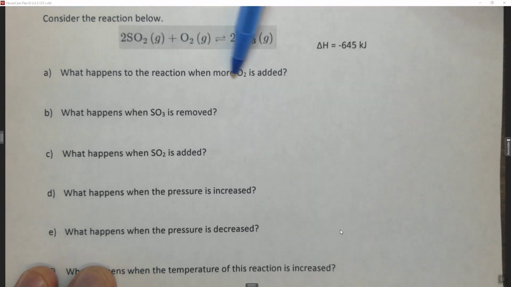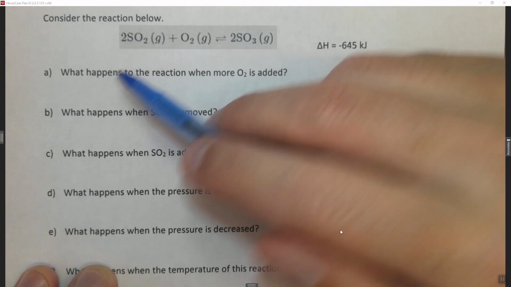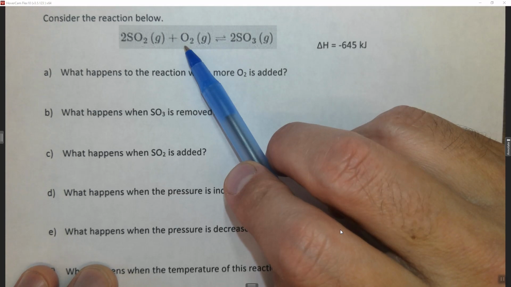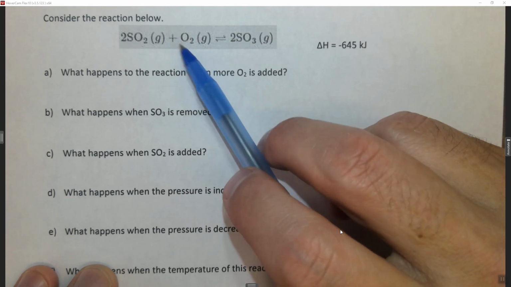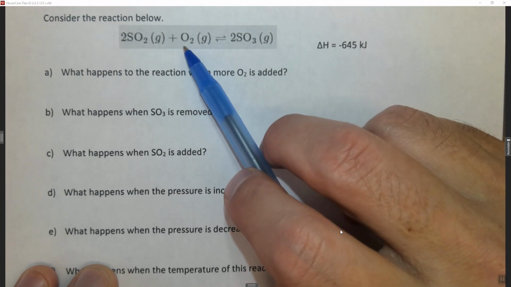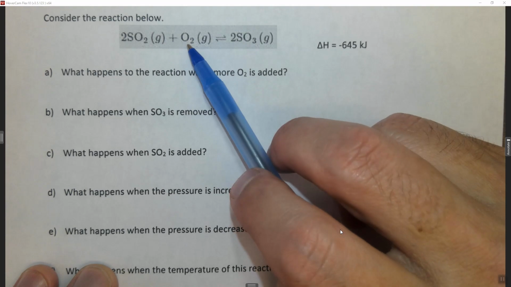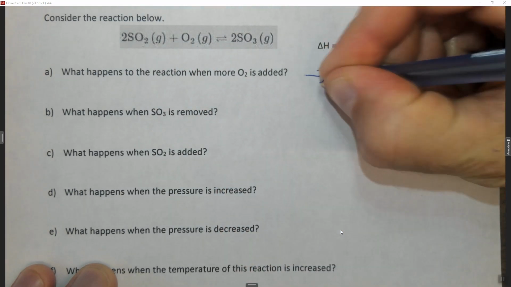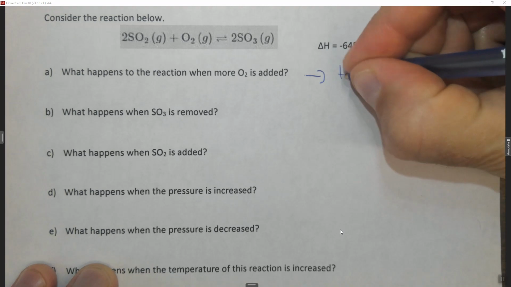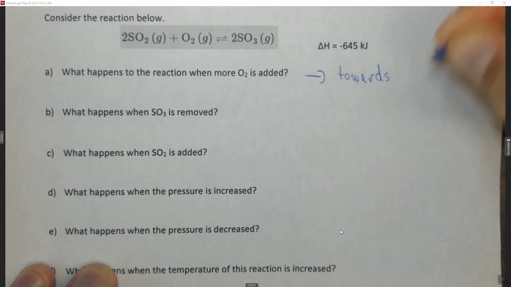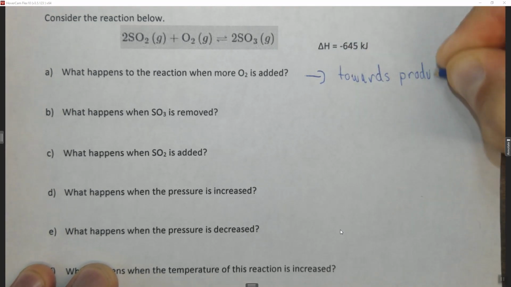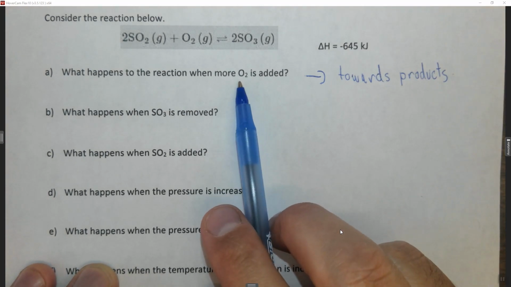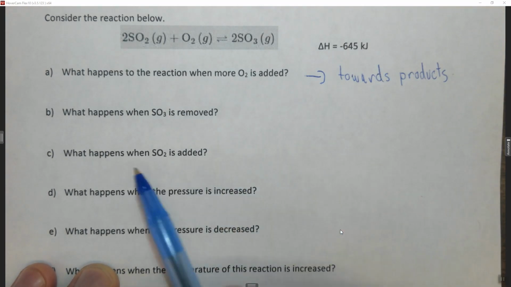So what happens to the reaction when more O2 is added? So O2 is a reactant. So the reaction says, hey, there's too much oxygen in this reaction. The only thing the reaction can do to get rid of oxygen is to turn the oxygen into SO3. So the reaction shifts to the right towards the products. And what is it trying to do? It's trying to get rid of that excess O2 because the reaction wants to be at equilibrium.